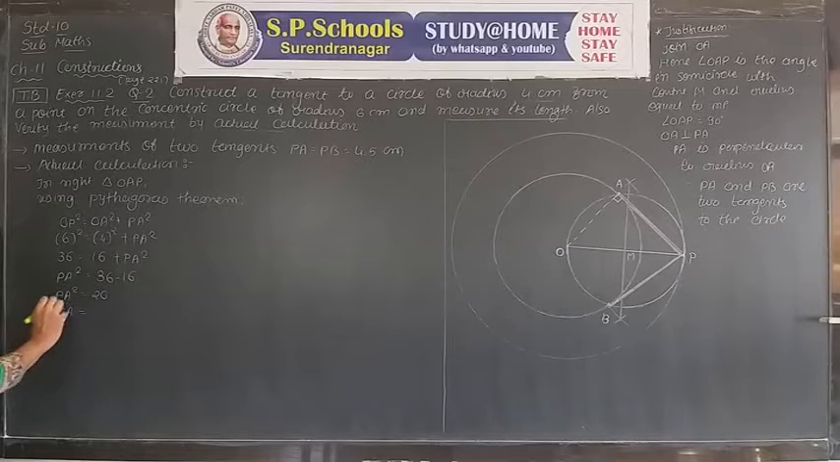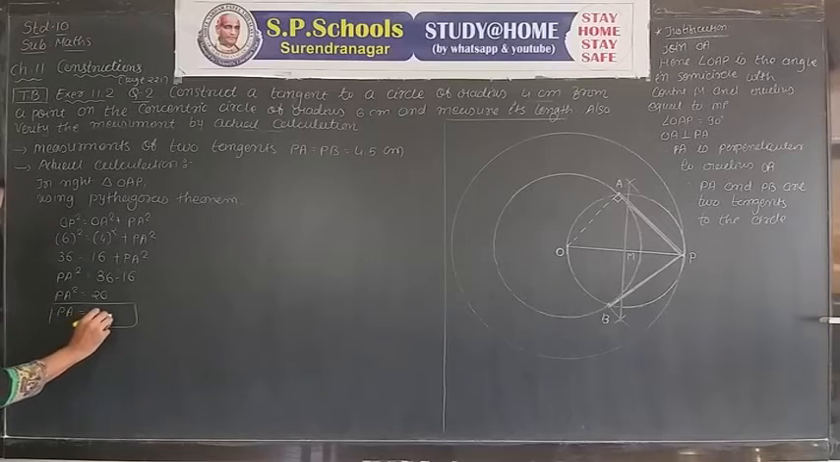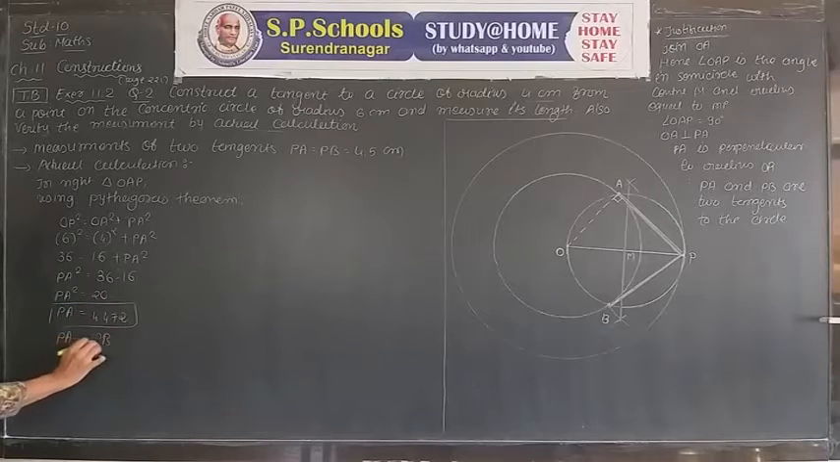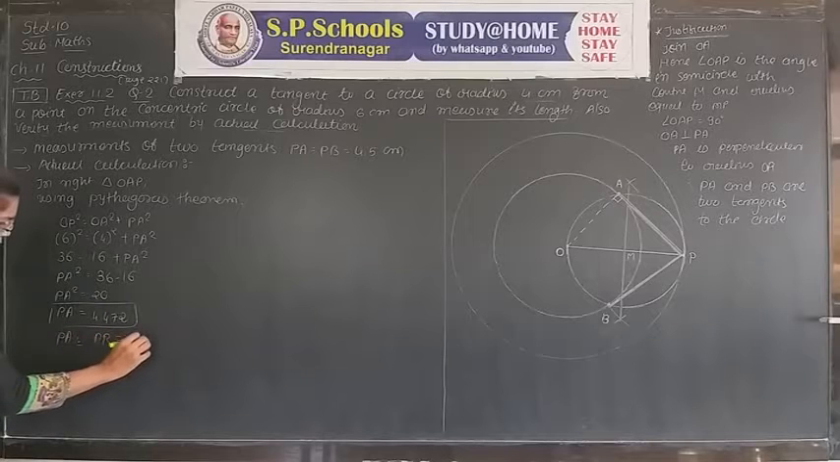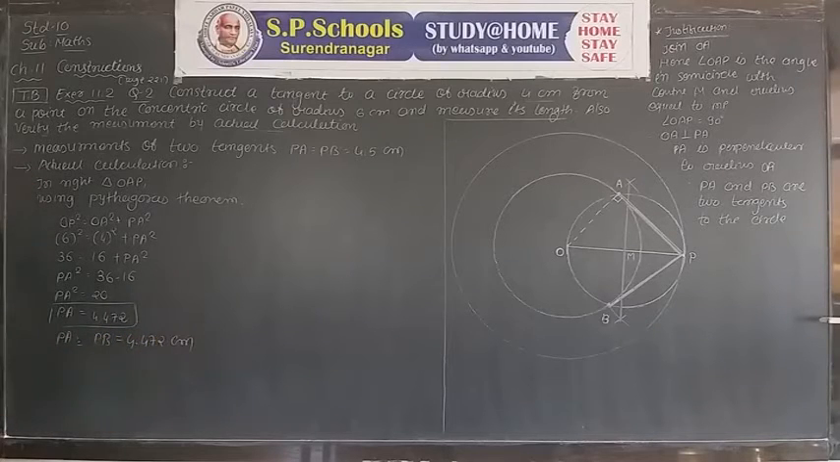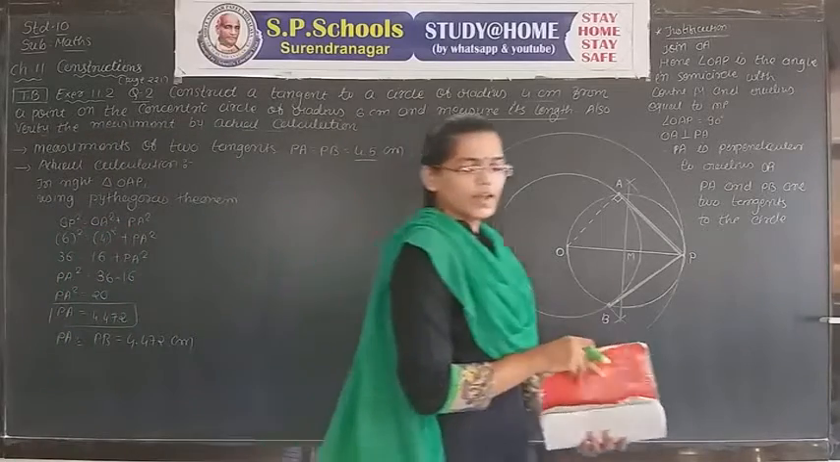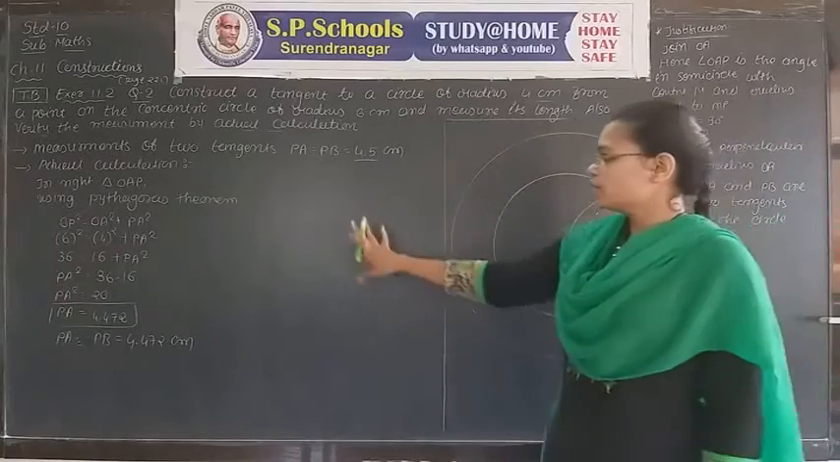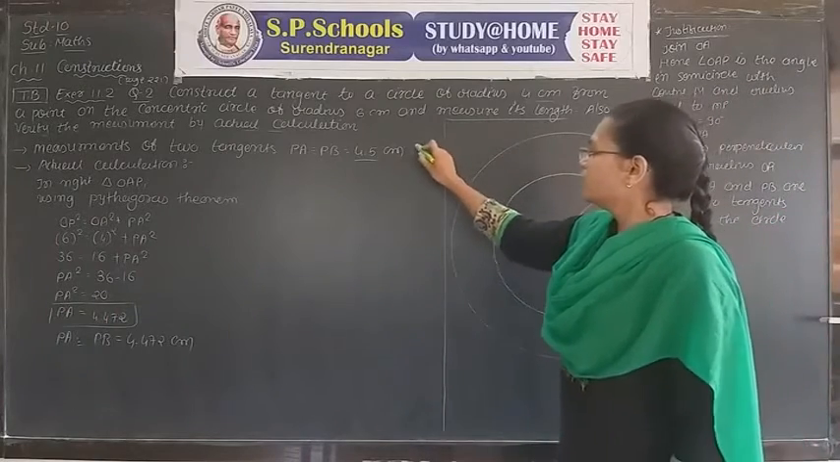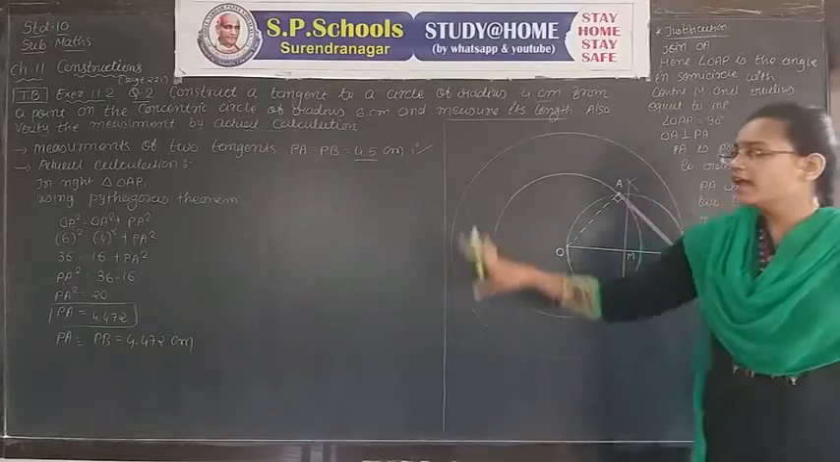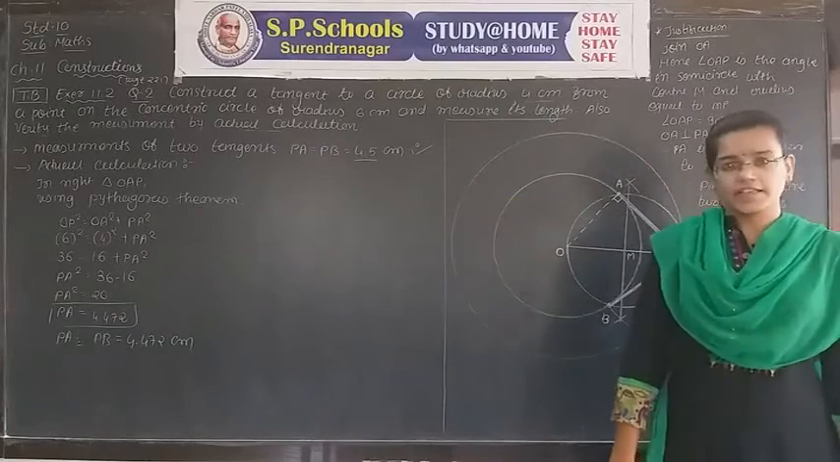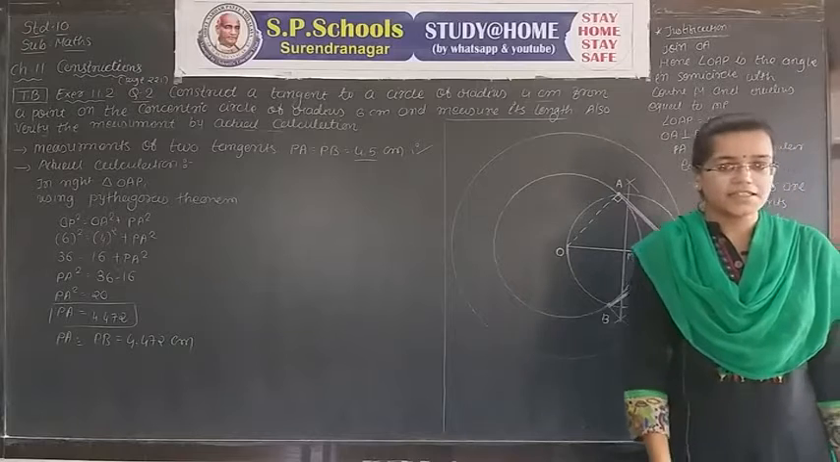Now, finding the square root, it is approximately 4.472, which is the approximate value of PA and PB. PA is equal to PB is equal to 4.472 centimeters. 4.5 and 4.472, the values are nearly the same. Here the actual calculation is completed and the measurement of the two tangents is completed. Hence question number 2 from exercise 11.2 is completed. Let's discuss the third one.